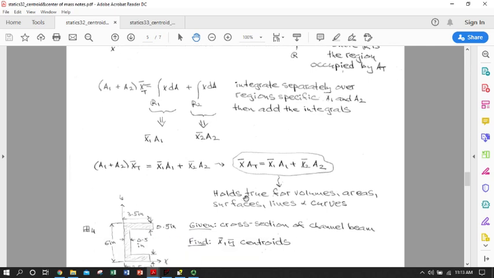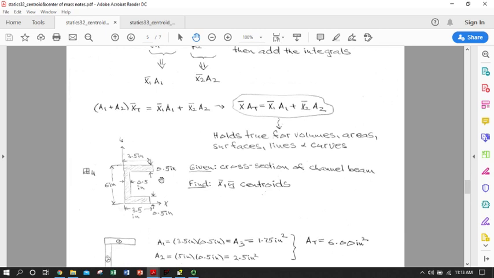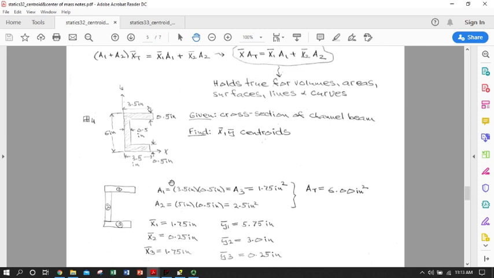So as an example, we have a channel, and we want to know what the centroid is in the x direction. So basically we've set up the y vertical on the page and the x in this direction. We want to find both the x and y centroids. So we're going to break this up into 3 regions. We've got horizontal region number 1, the horizontal region on the bottom, which we're calling number 3, and then that vertical component, which we're calling number 2.